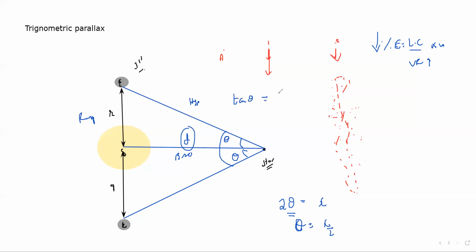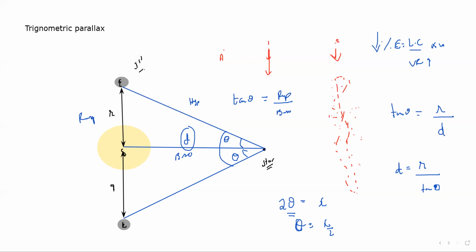Tangent theta is perpendicular divided by base. What is the perpendicular here? It's r. And what is the base? The base is d. Since r is already known, d is equal to r divided by tangent theta. So we'll get the distance between the sun and the star. Is it clear? The trigonometric parallax.